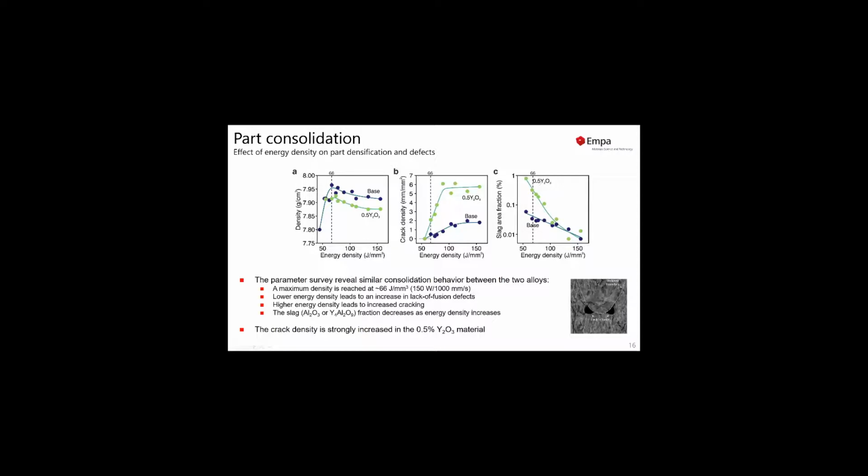The formation of slags is just the opposite. If we increase the energy density, then for both alloys the slag area fraction decreases, and this effect is also more pronounced for our ODS alloy. So this means whatever we do, it will be a trade-off between slagging and crack formation.